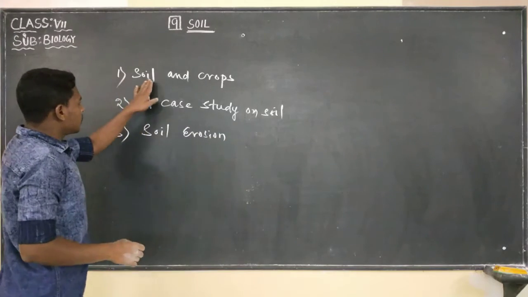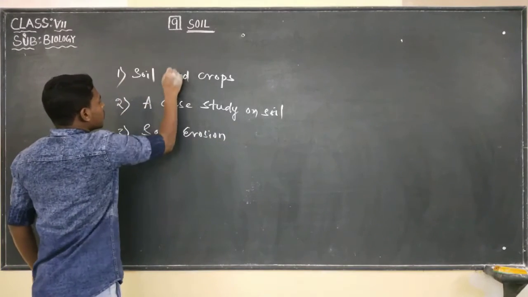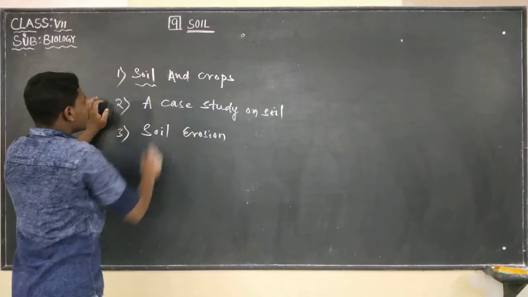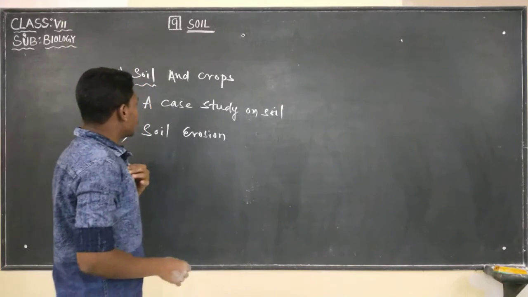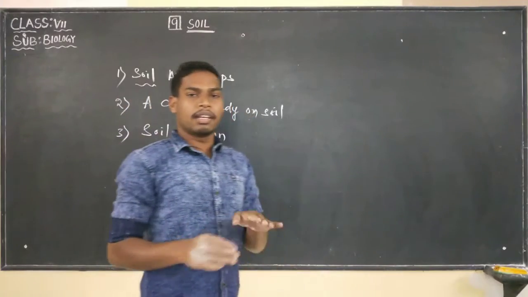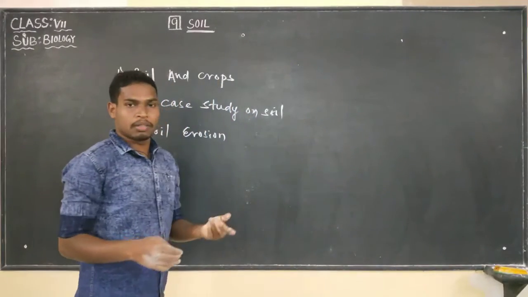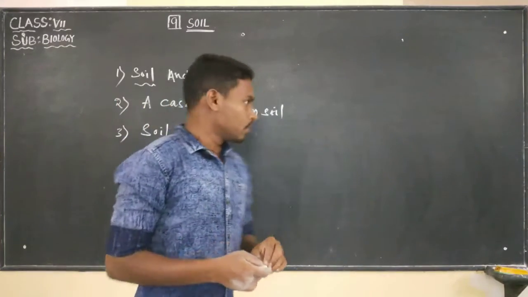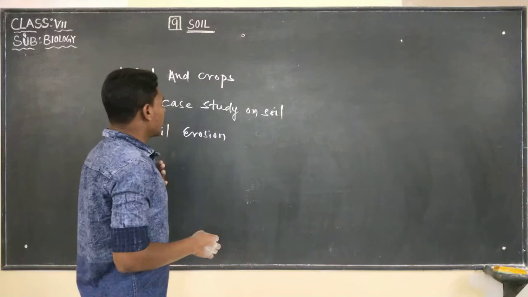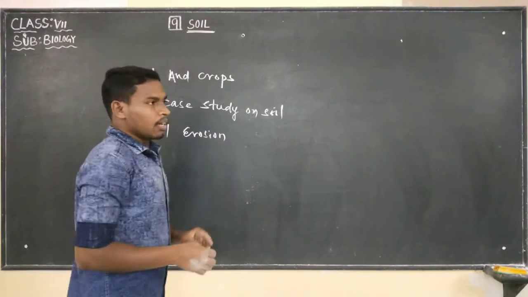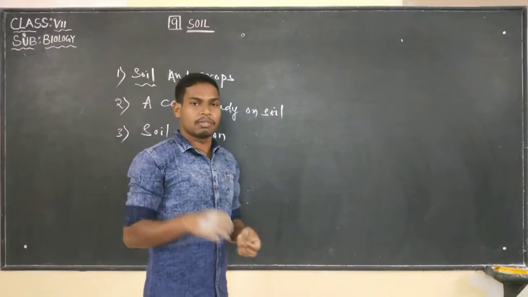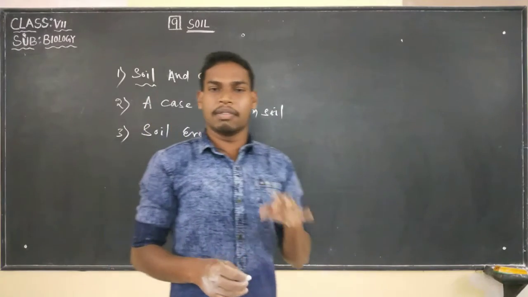So first we will discuss soil and crops. First we need to understand what soil is, isn't it? Soil is the topmost layer of the earth's crust, where we walk, where we run, where we stay. So this soil is present in different parts of India, and in different parts of India we have different soils.